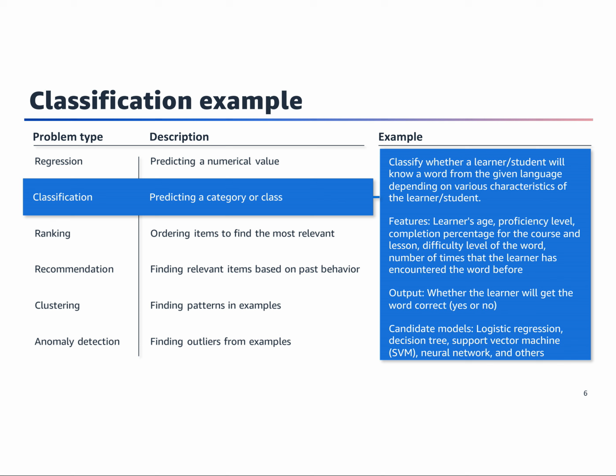Support vector machine, SVM. This is a powerful model that works by finding a hyperplane in the feature space that maximally separates the different classes.